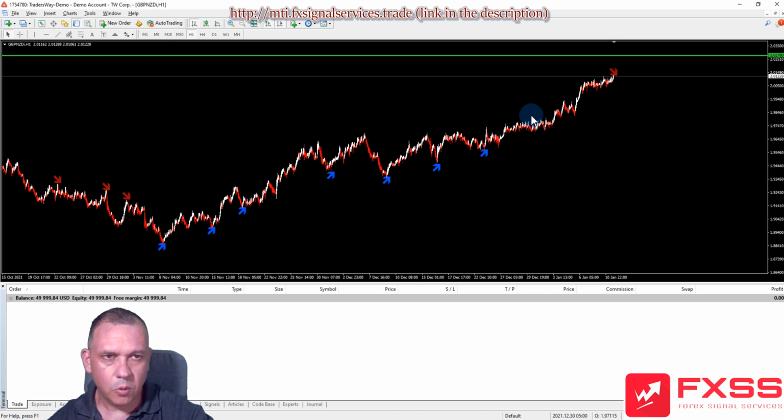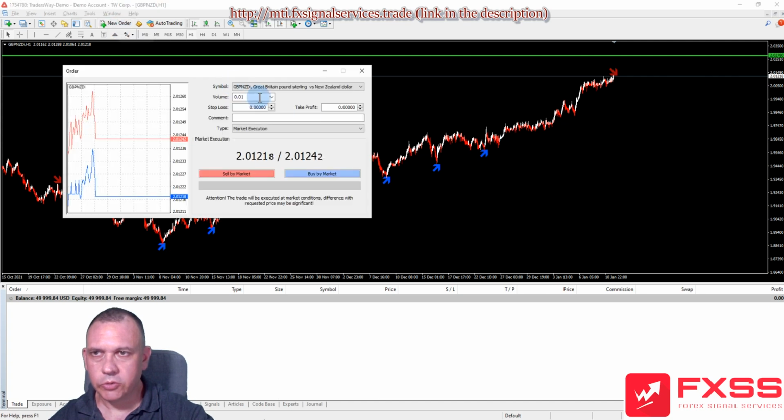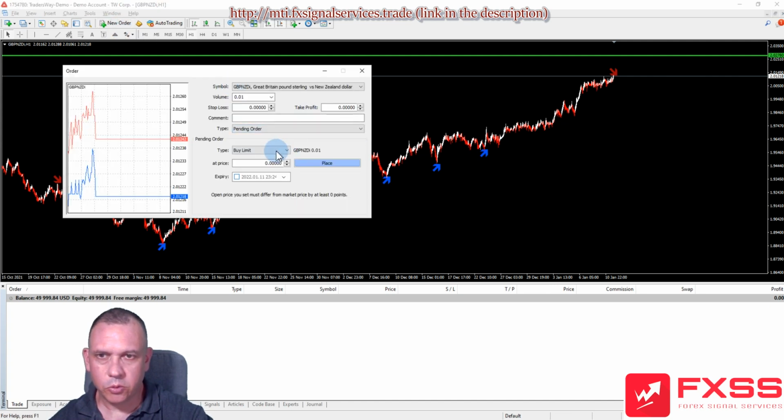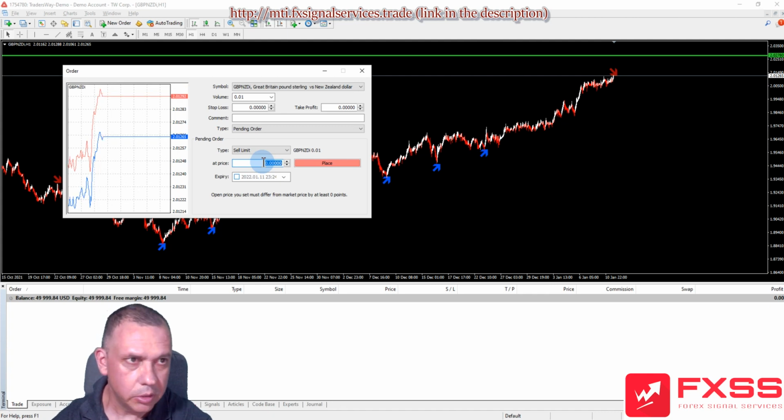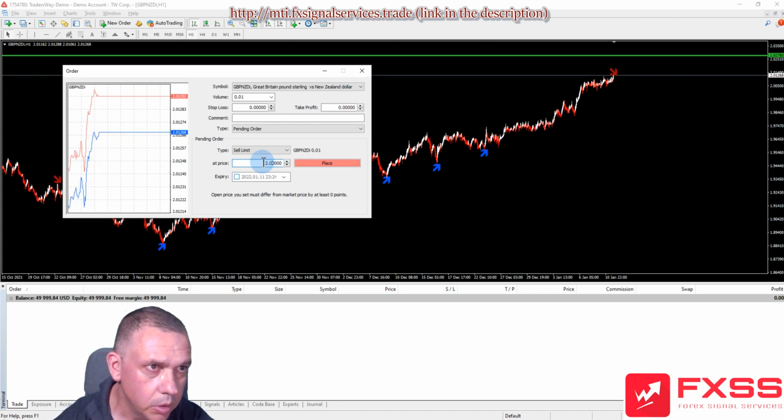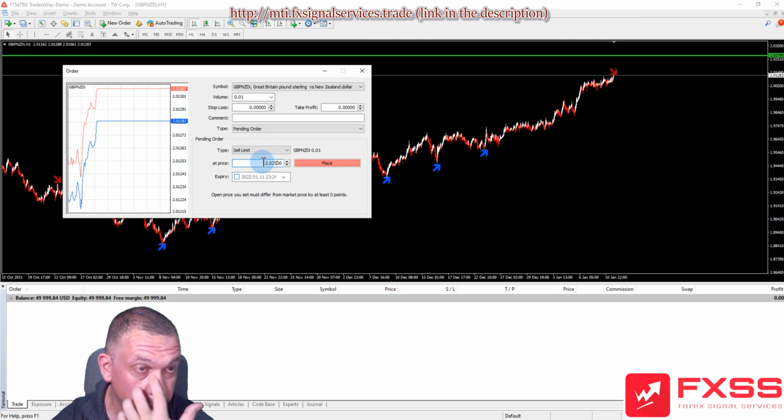So what we're going to do is put a sell limit pending order with a stop loss, okay? And I'm going to show you this real quick. I'm going to place a pending order, actually multiple pending orders. The first one I'm going to put here at 2.02500, okay?